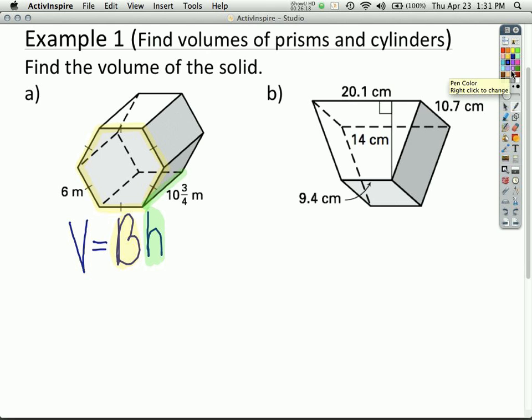We have to find the area of a hexagon. There's no formula for that. Oh yeah, there is. What's the formula for the area of a hexagon? I should have asked it differently, shouldn't I? What's the formula for the area of a polygon?